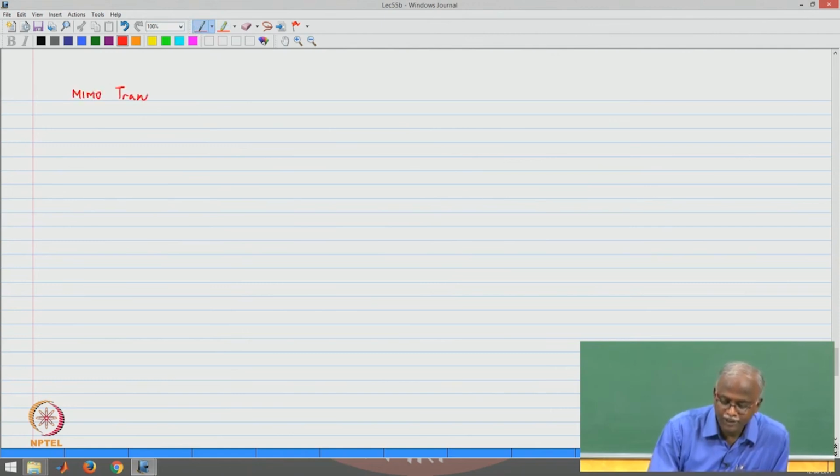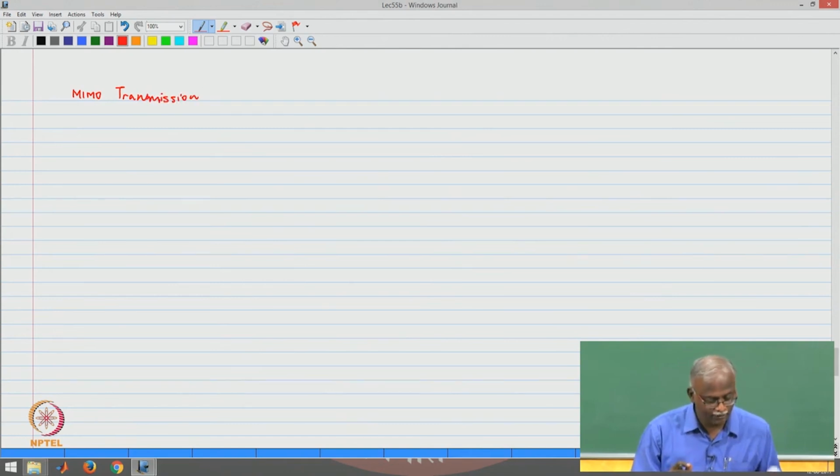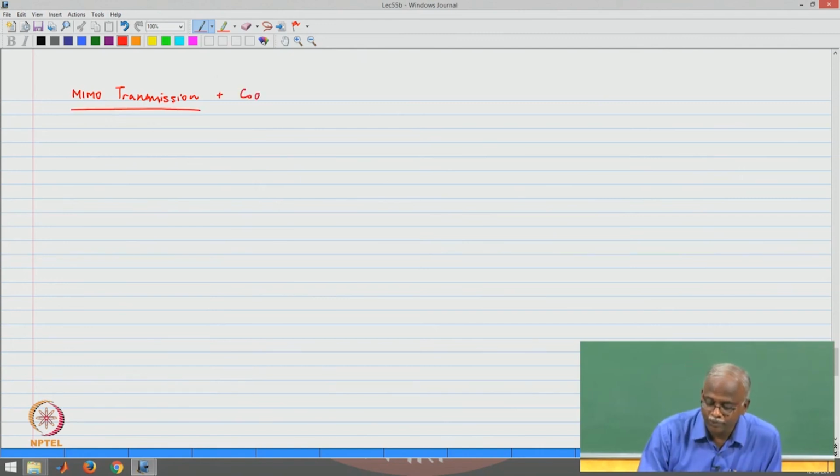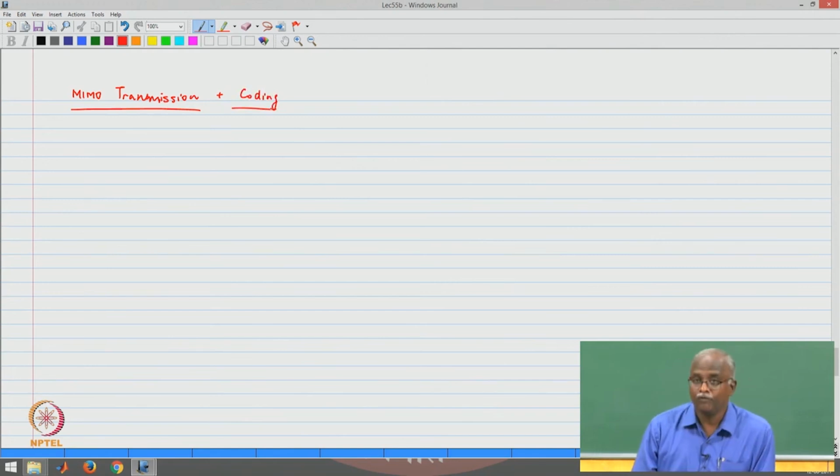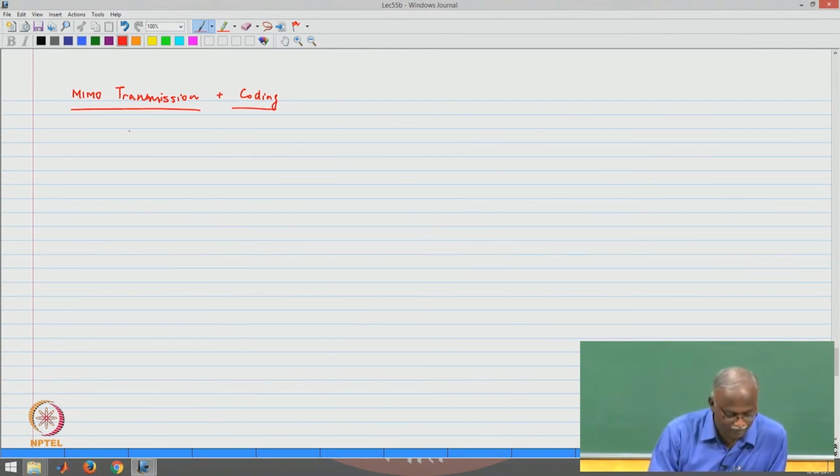MIMO transmission and coding. It is a very important result, an important section for us, and definitely something that you should pay close attention to. So, let us look at some of the MIMO transmission plus coding. Let us take a couple of simple examples, but before that let me introduce the notation.